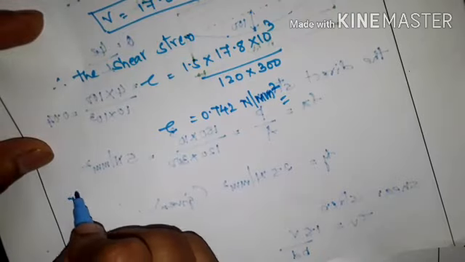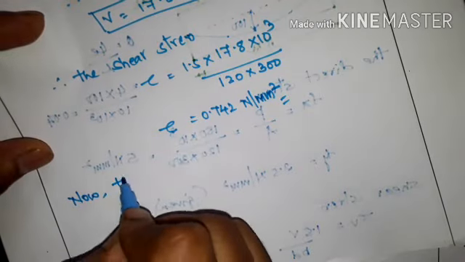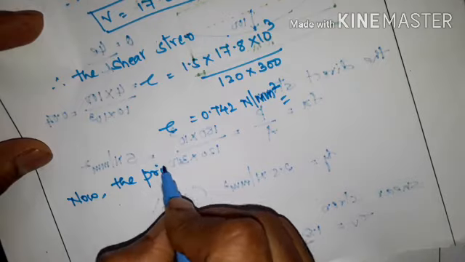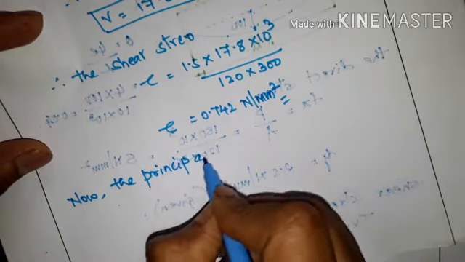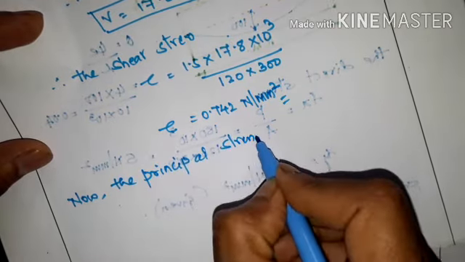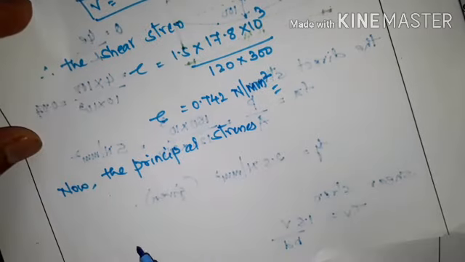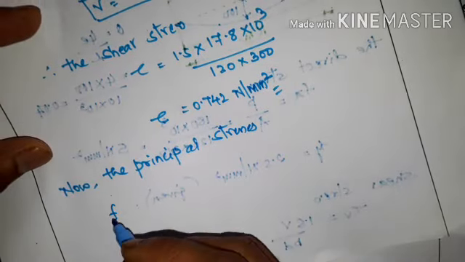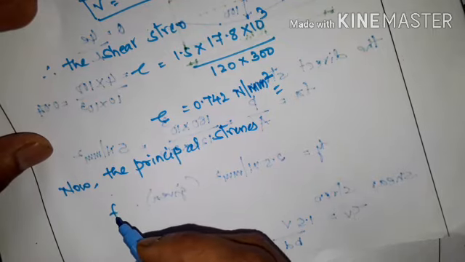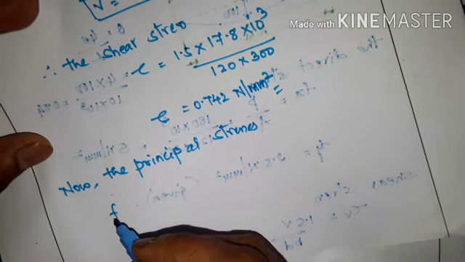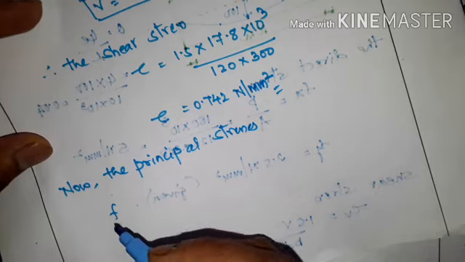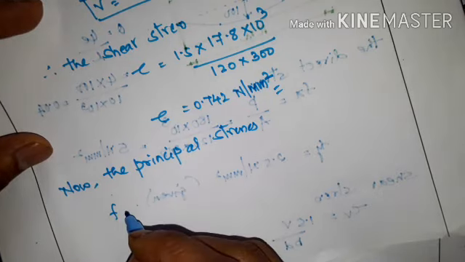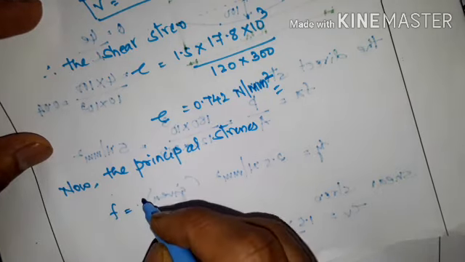Now the principal stresses are again F2. So we have to estimate the principal stress at the support. Okay.